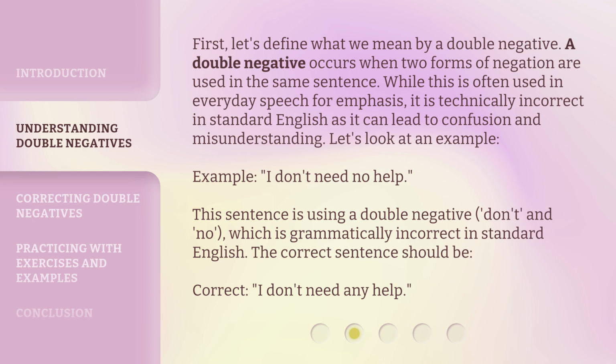Let's look at an example. Example: I don't need no help. This sentence is using a double negative, "don't" and "no", which is grammatically incorrect in standard English. The correct sentence should be, correct: I don't need any help.